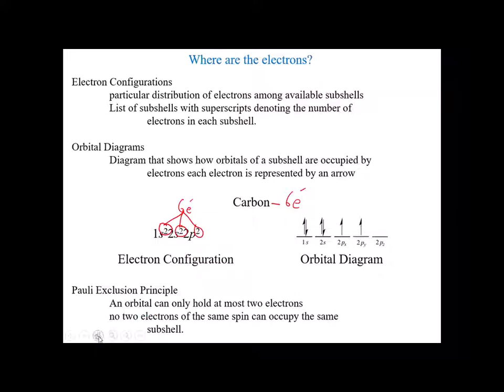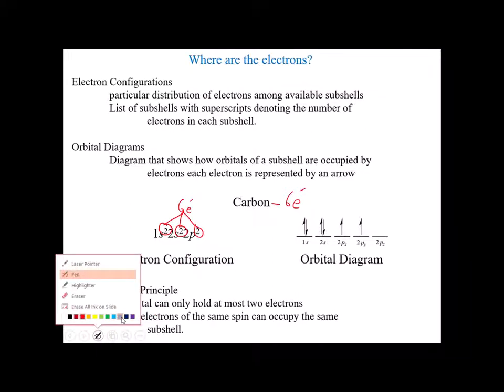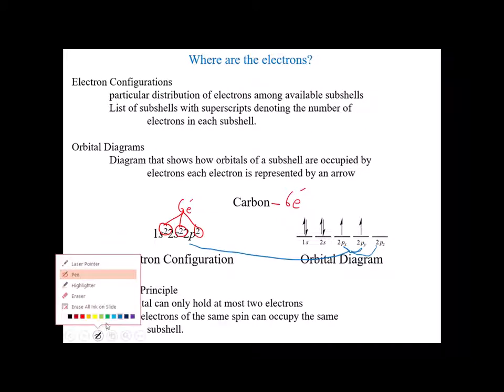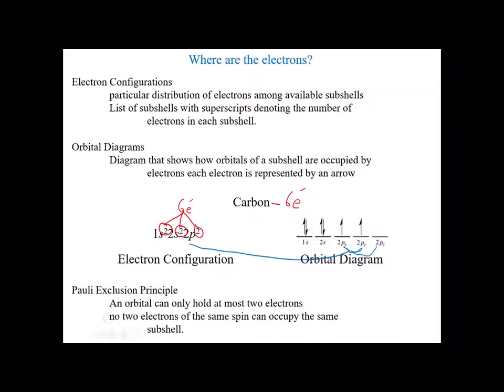Let me change colors. In the p here, we know from previous that p has 3 orbitals available. The difference between the electron configuration and the orbital diagram is that in the electron configuration we don't differentiate between the different p's, and in the orbital diagram we do. The orbital diagram allows us to denote the quantum numbers of any given electron.